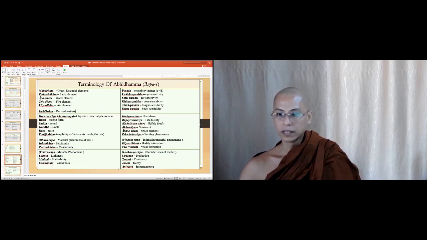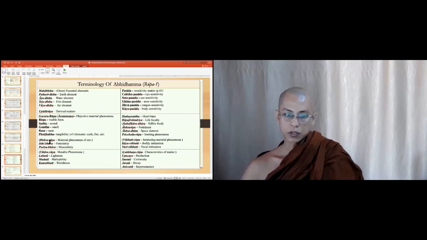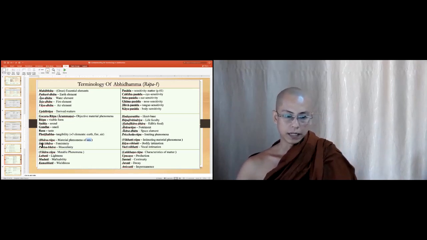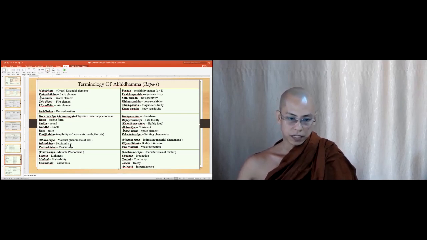We already mentioned it in the previous table: Chakkhu, Sota, Ghana, Jivha, Kaya. Then Gocara Rupa, Gocara, objective, the same as the Arammana. Rupa, Sadda, Gandha, Rasa, Photthabba, we already know that. Then two types of Bhava Rupa, material phenomena of sex. Here Bhava is sex. Then Itthi Bhava and Purisa Bhava. Itthi refers to femininity and Purisa Bhava refers to masculinity.